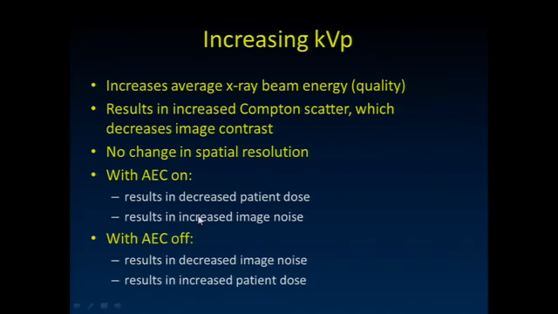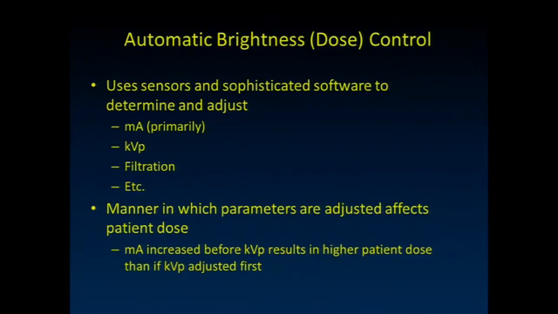Sometimes people are confused a little bit about why there's a difference there. Why is it that sometimes people say to me, increasing kV increases dose to the patient, and I read somewhere else, increasing kV results in decreased dose to the patient? And the key to that answer is whether there's automatic exposure control involved in that situation or not, okay?